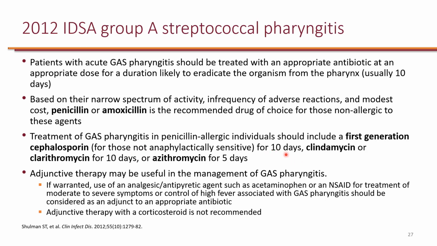Or if someone had an anaphylactic reaction, then you've got to use a non-beta-lactam. So either clindamycin or azithromycin would be recommended. So either a macrolide or clindamycin as an alternative if someone has anaphylaxis to beta-lactam. There are also adjunctive therapies that you can do. Mostly, since these patients typically have fever, you can give them something for fever that would make the patient comfortable. So acetaminophen or an NSAID. And it's important to note that they do not recommend corticosteroids in patients with Group A strep pharyngitis.